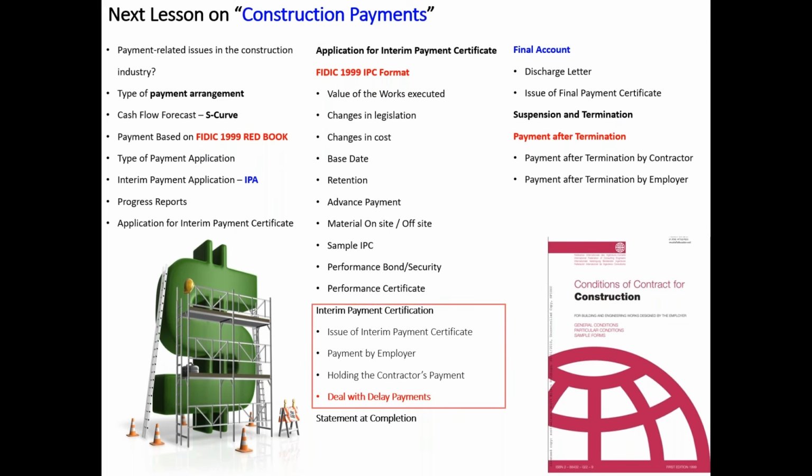And when it comes to certification, we have to know everything, including delayed payment, holding the payment, and how to certify the payment. And the statement at completion. The statement at completion is not a final account, but it is a final interim payment application. Then you will come to the final account, after the defect liability period is done, so what to do and how to do it. And suspension and termination are also payment provisions. So these are all connected with the FIDIC 1999 Red Book.